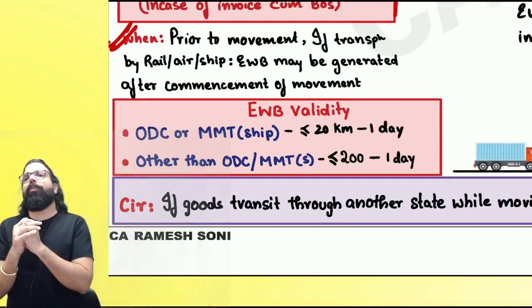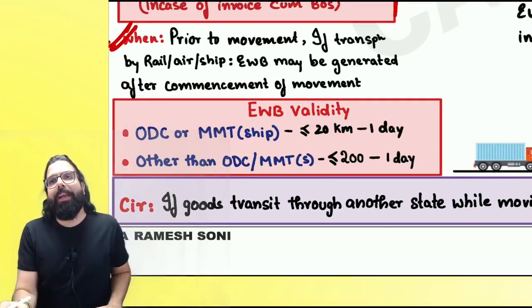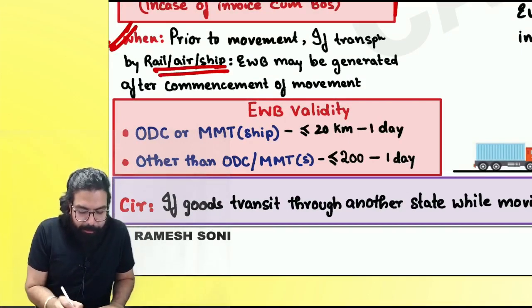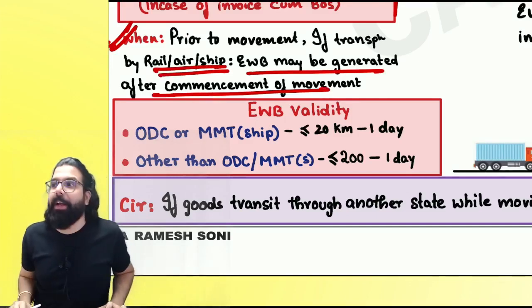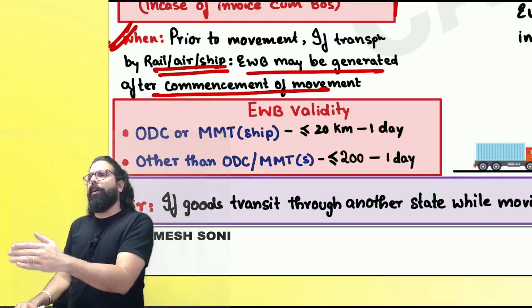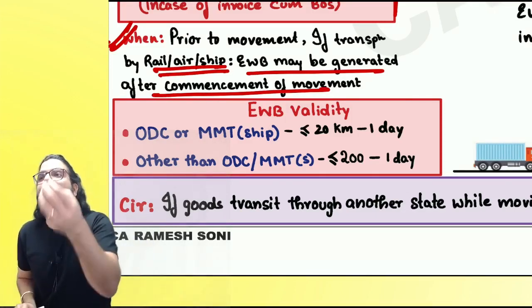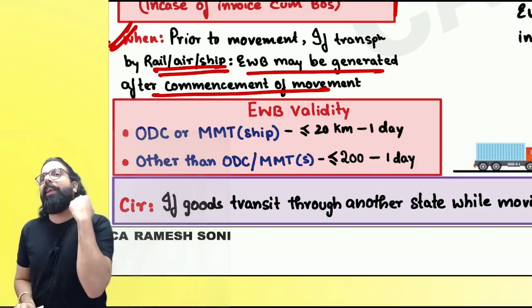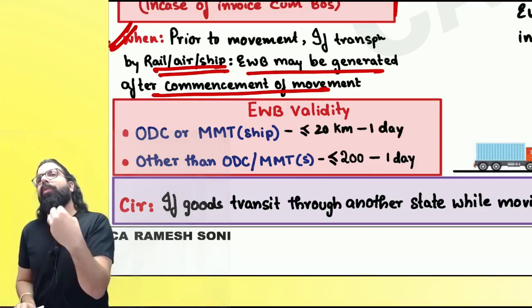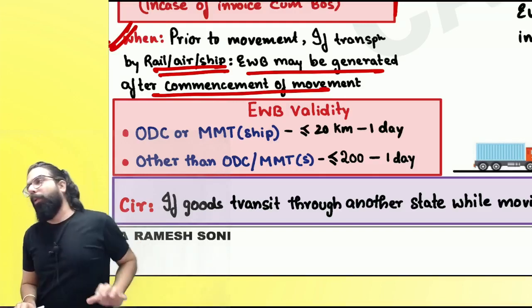Always remember, an e-way bill should be generated prior to movement. In case of rail, air, ship, always remember, an e-way bill can be generated after movement also, because in case of rail, what will happen? The railway receipt number, everyone, will be received basically when you give your goods to the railway. After that, the railway receipt number is received. So hence, you can generate it post commencement of movement also.